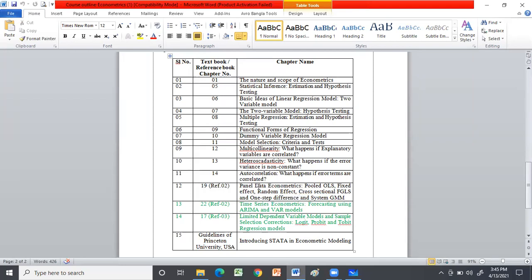There are actually 4 approaches we can use. The first one is pooled OLS method. Second one is fixed effect method. Third one is random effect method. And fourth one is cross-sectional FGLS, cross-sectional feasible generalized least square method. FGLS মানে হচ্ছে, FGLS stands for feasible generalized least square method, okay.